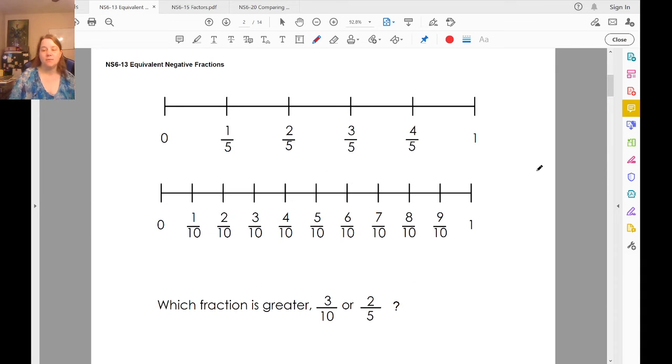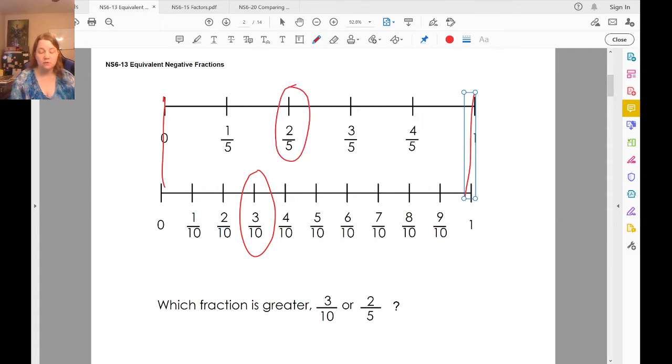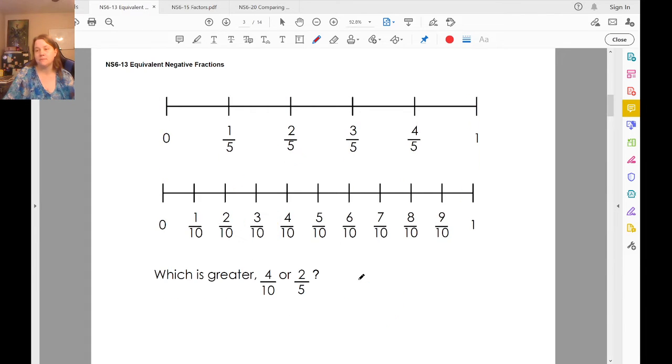When we look at this number line, we can see that they're both comparing 0 to 1, and we want to know if 3/10 is bigger than 2/5. And we can see that 2/5 is further along the number line. We can also see the equivalent fractions here. 1/5 2/10, 2/5 4/10, 3/5 6/10, 4/5 8/10. We can see that 2/5 is bigger because it's further along the bigger end of the number line.